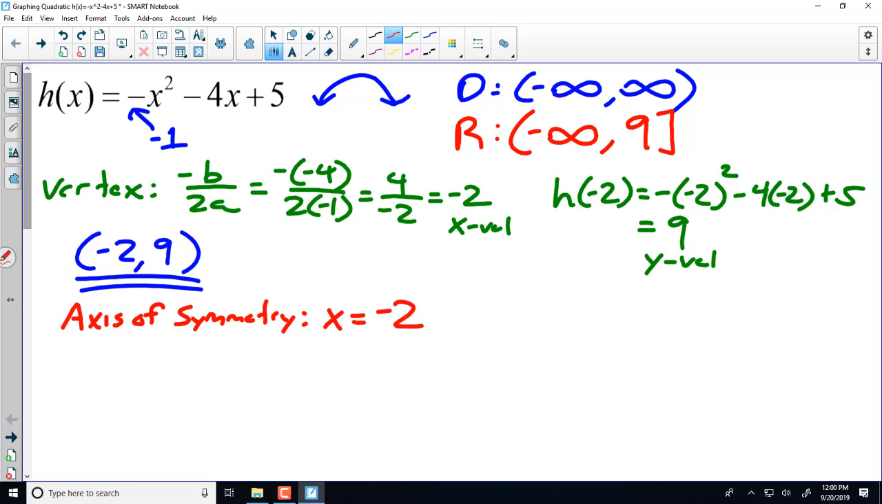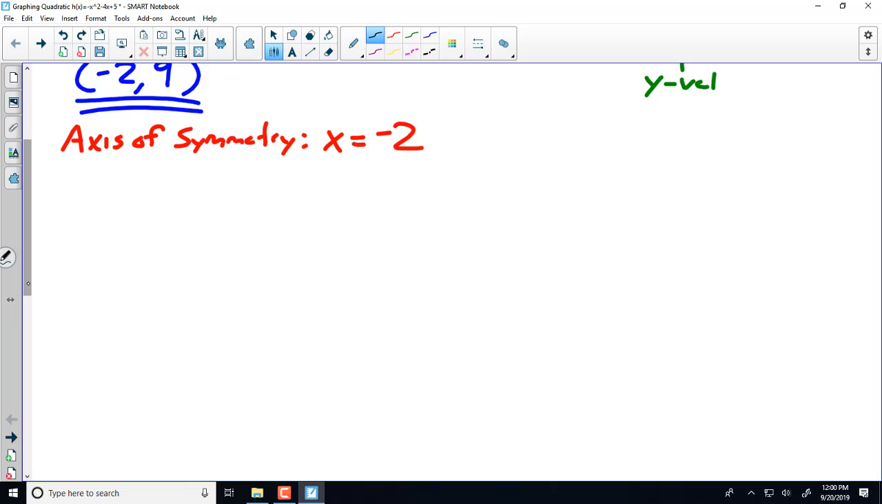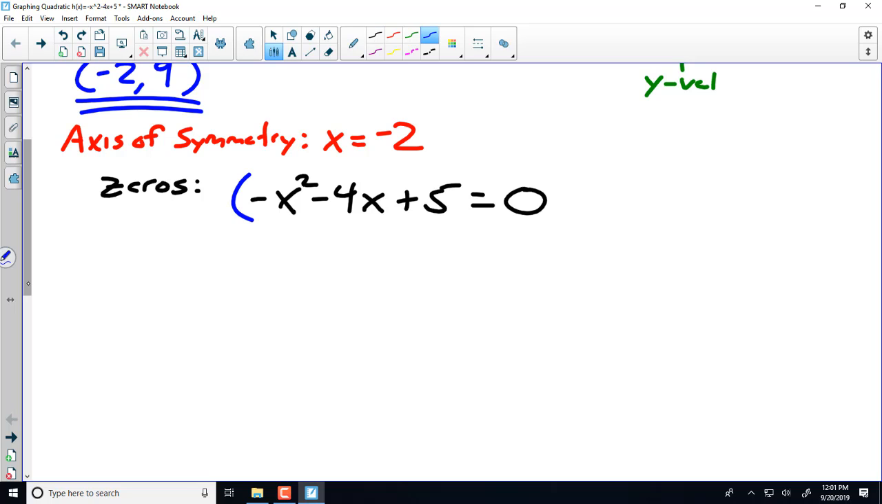Now we have to find the zeros to see if there's any x-intercepts on this, and I believe there should be. So let's go ahead and find our zeros. All right, I'm going to need my equation, -x² - 4x + 5 = 0. And one of the best ways to find zeros, if you can do it, is to factor. Now, some people might think this is next to impossible to factor because of that -x². But what we can do is multiply both sides of the equation by -1 and just switch every sign.